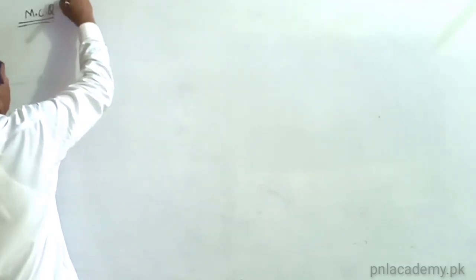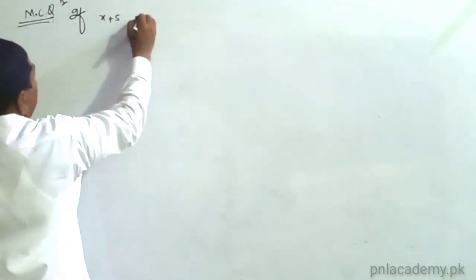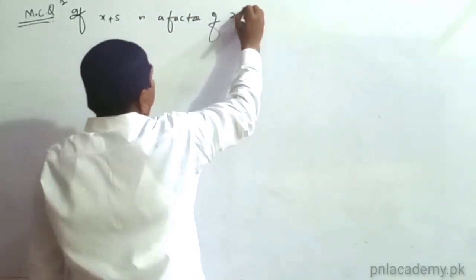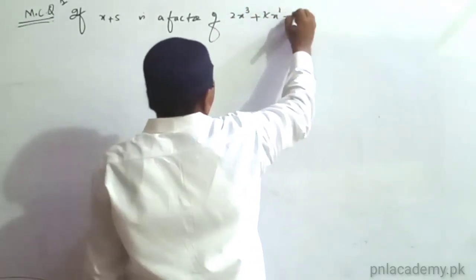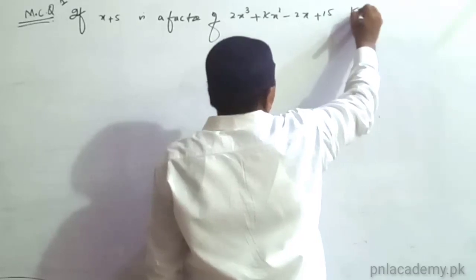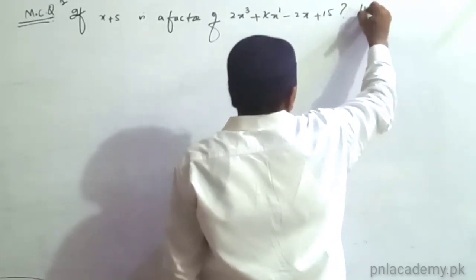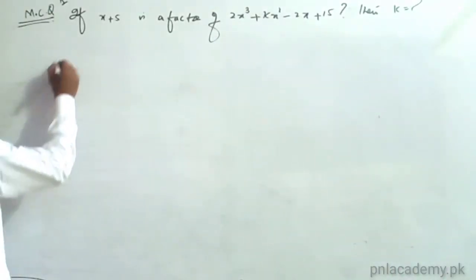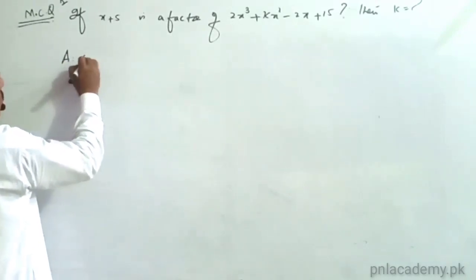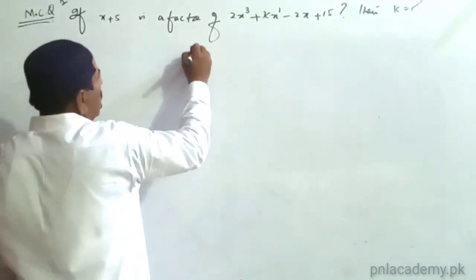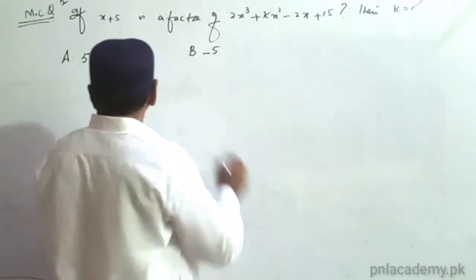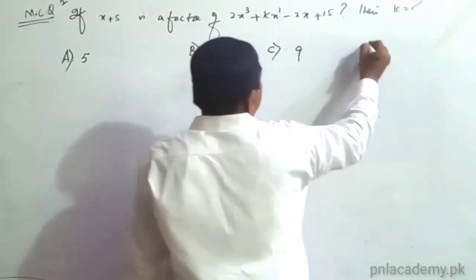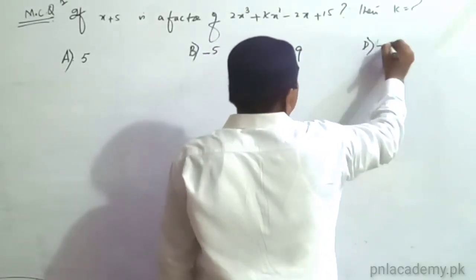If x plus 5 is a factor of 2x cube plus kx square minus 2x plus 15, then what should be the value of k? A is the option, it is 5. B is the option, it is minus 5. C is the option, it is 9. D is the option, it is minus 9.